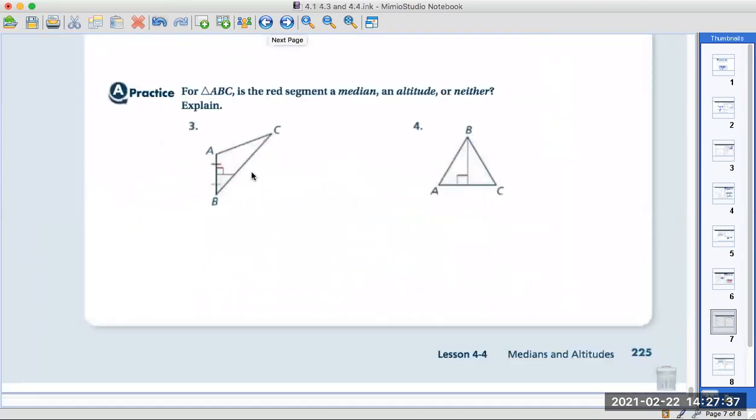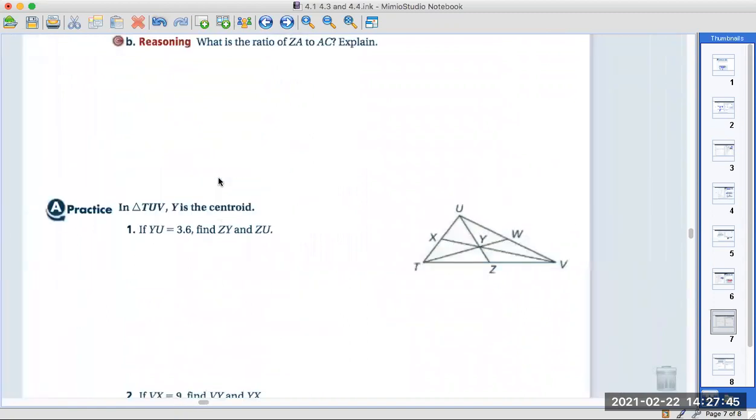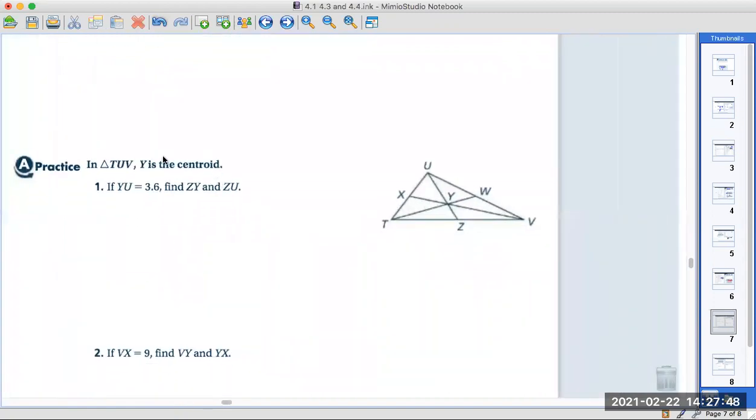So this is page 225. Nope, I'm starting on 224. I want to show you number 1. That's called the centroid, by the way. This is your centroid, but it doesn't matter. That's your balancing point. So these are all medians. You can tell because you start in the corner and you go to the middle of the opposite side. Start in the corner, go to the middle of the opposite side. Median.